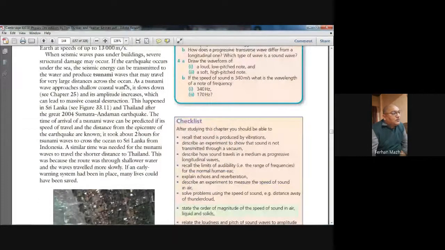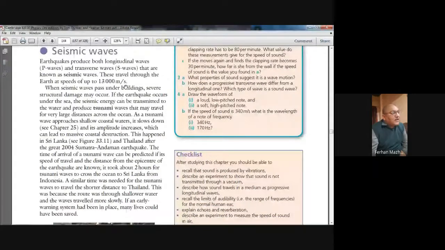I would like you, when you have time, to kindly read this article also, on seismic waves. Seismic waves are the waves which are produced by the earthquake. So an earthquake produces both longitudinal waves, we call them P waves, and transverse waves, we call them S waves. You must have heard these words, S waves and P waves. They are known as seismic waves. They travel through the earth at a speed of up to 13,000 meters per second. You just read this article, okay?